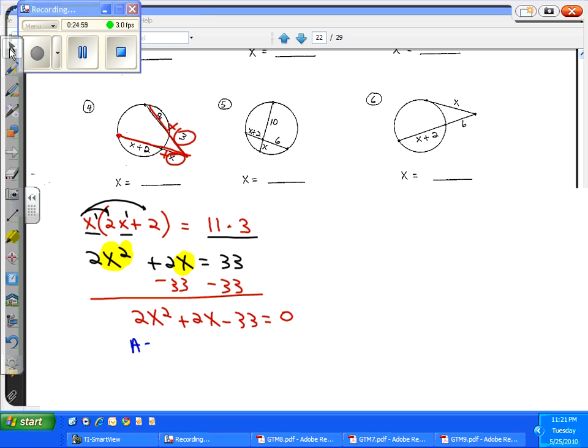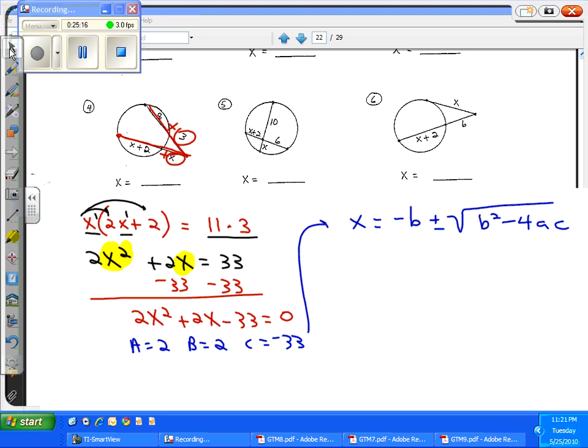So my A is 2, my B is 2, my C is negative 33, and you're going to plug that into the quadratic formula, the opposite of B plus or minus the square root of B squared minus 4 times A times C, all over 2 times A. And you're going to solve, and I'm going to leave it with you because you need that experience, okay?